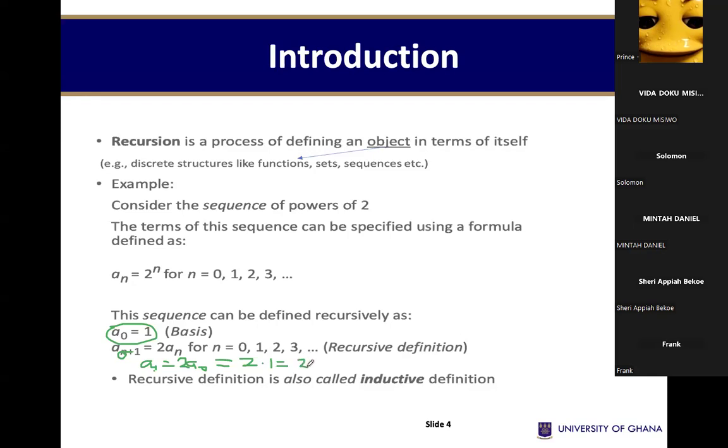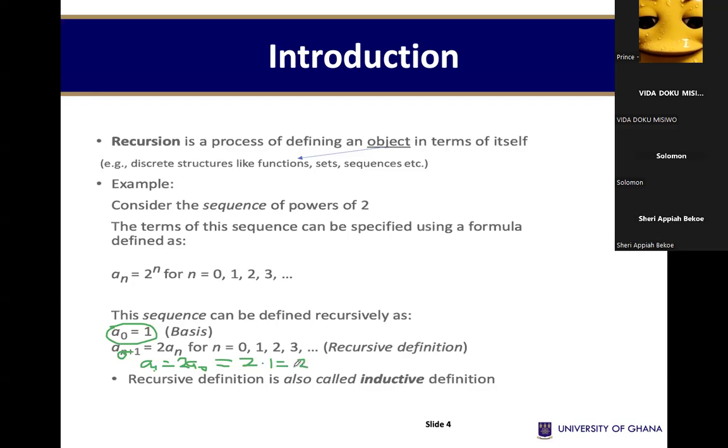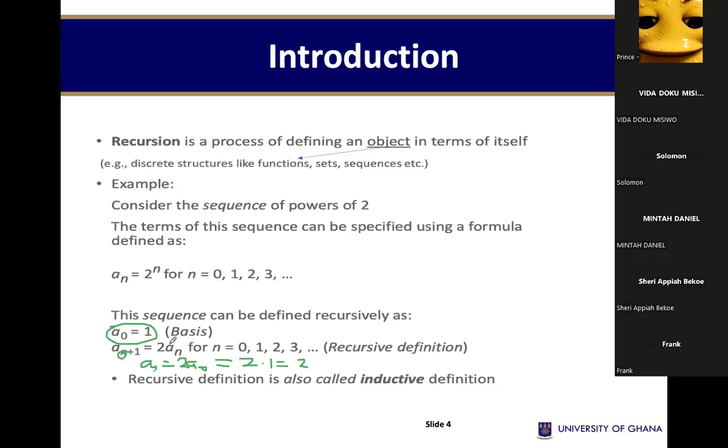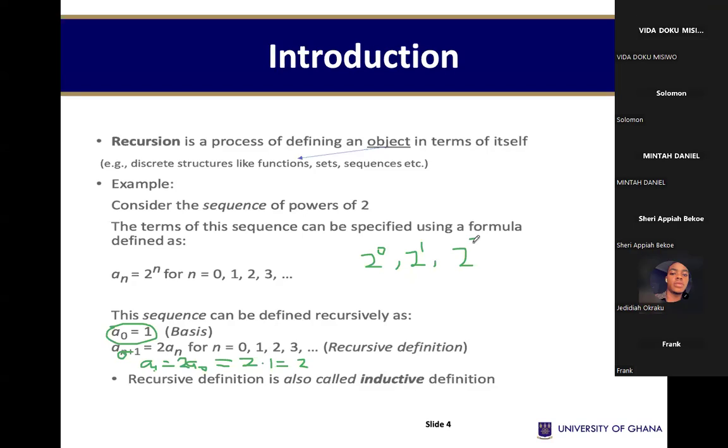The next thing to look at is when n is 1. I can now have the other values: 2 to the power 0, which I had initially as 1; the next one is 2 to the power 1, which is 2; the next one is 2 to the power 2, which is 4. So this one is what you are seeing here, as a basis.